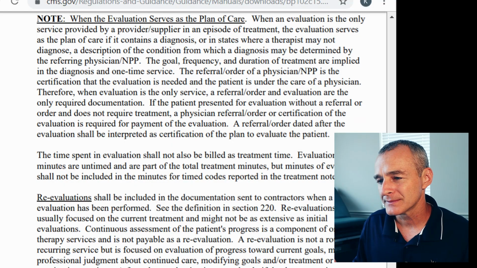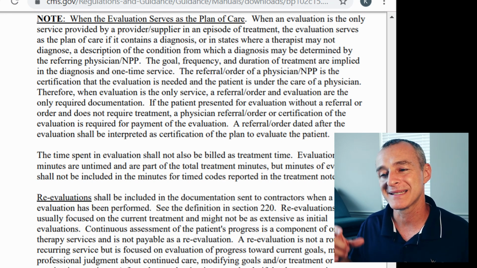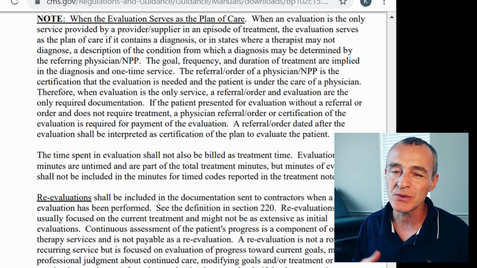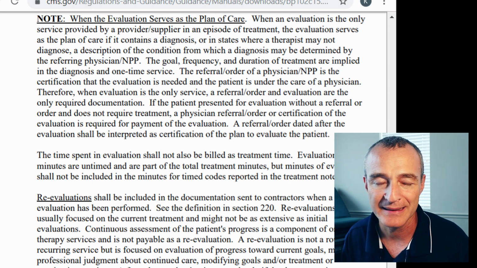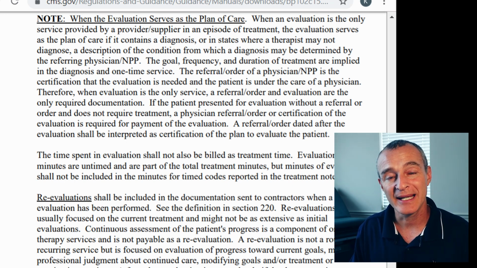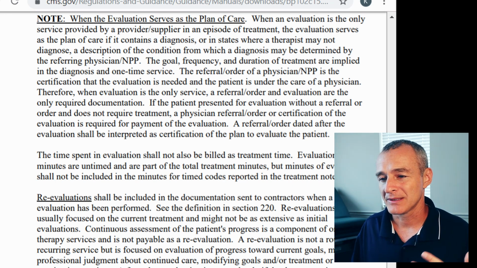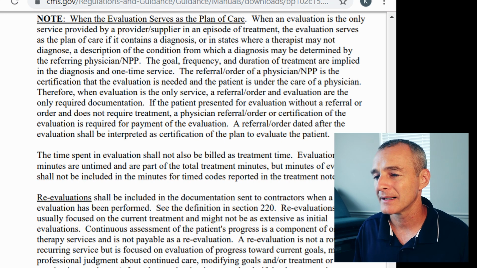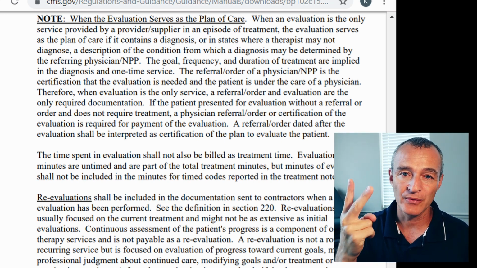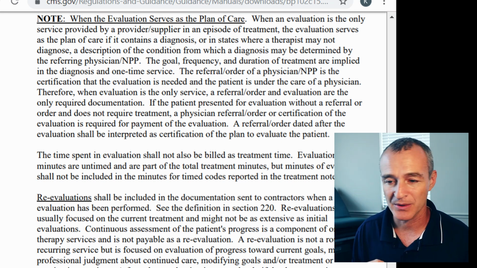The referral of the physician is the certification that the evaluation is needed and the patient is under the care of a physician. Those are the Medicare requirements: that it's medically necessary and that the patient is under the care of a physician. Therefore, when the evaluation is the only service being provided, the referral and the evaluation itself are the only pieces of documentation that are required for reimbursement.